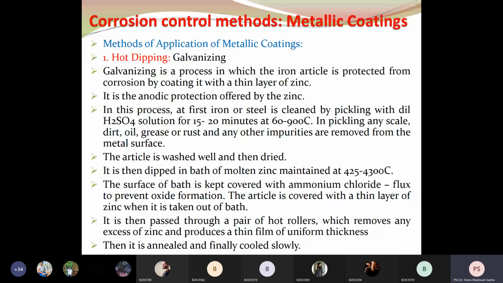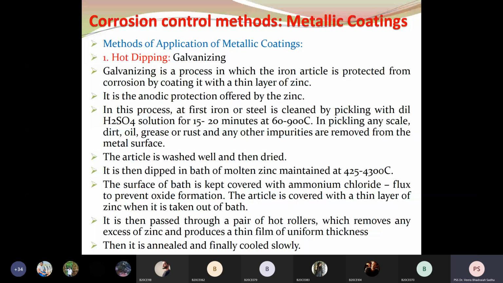If you don't do this cleaning process, you don't get a good layer of zinc. If there is no good layer of zinc, certainly you won't protect the base metal. So that is the process here.